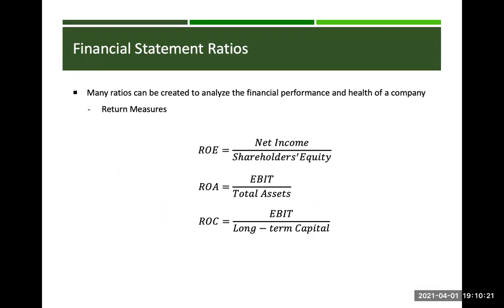All right, so there are many financial ratios that you could go through. I'm not going to go through them all. I'm going to go through the ones that I think are most important. So from the textbook, return on equity, net income over shareholders' equity, that's from the financial statements. Return on assets, operating income, EBIT over total assets. Return on capital, EBIT divided by long-term capital, so long-term debt plus equity. And there are lots of things that you can do, especially with ROE and ROA.